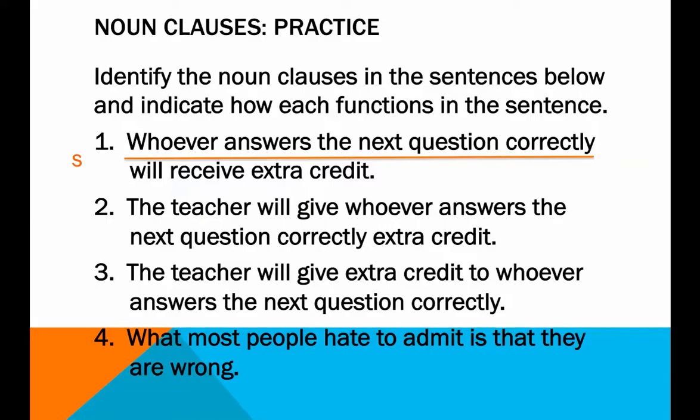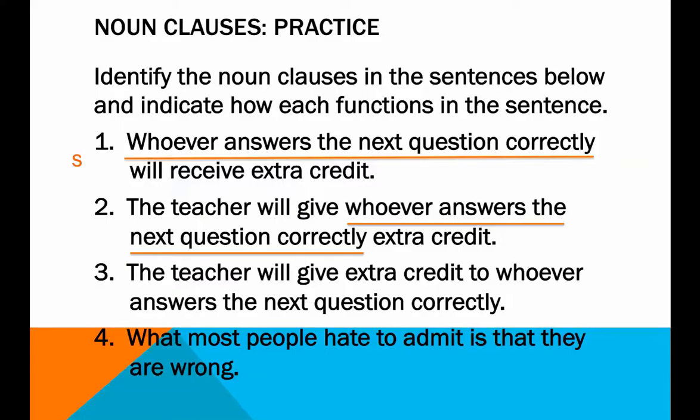Number 2, the teacher will give whoever answers the next question correctly extra credit. So what you see in sentences 1 through 3, you should have already noticed, is basically it's the same sentence, but the clause is doing something different in each sentence. It's moving around. And so I still have the same noun clause, whoever answers the next question correctly, but it's doing something different. Look at the structure of the sentence.